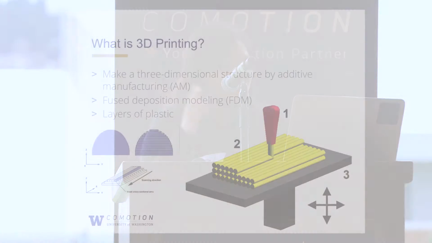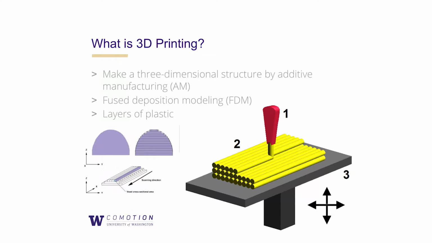So again, 3D printing, you make 3D structures by, in this case, the printers that we have melt the plastic, and they will add layer by layer to make a 3D model. Also, there are other printers such as SLA, resin-based printers, which I'm not going to go into any details about.